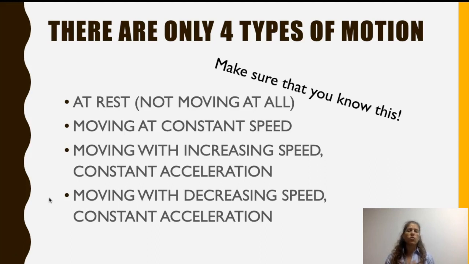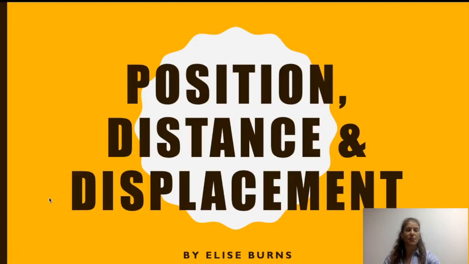Okay, there are only 4 types of motion that we are going to talk about at this level. At rest, moving at constant speed, with increasing speed, or decreasing speed. That's it. So when you're asked about what type of motion, those are your 4 choices. Don't make up any others, and don't say anything else. It's at rest, constant, increasing, or decreasing.